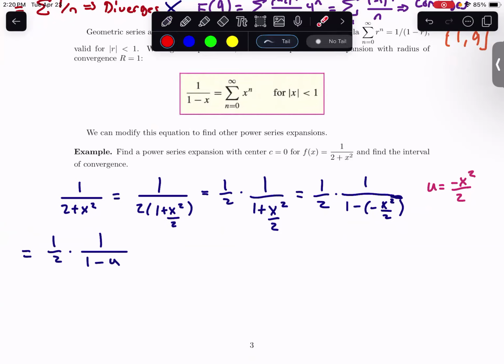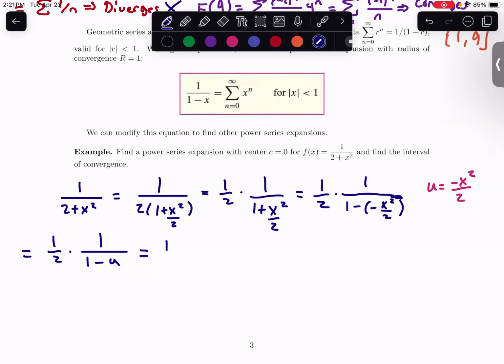So the reason why we make this substitution is now it's clear, right? This 1 over 1 minus u is exactly like this 1 over 1 minus x that we have. And we know what the power series expansion of 1 over 1 minus x is. And so now we just apply this formula to this 1 over 1 minus u. The only thing that changes is now it's going to be u to the n instead of x to the n. So it's pretty much the exact same thing.